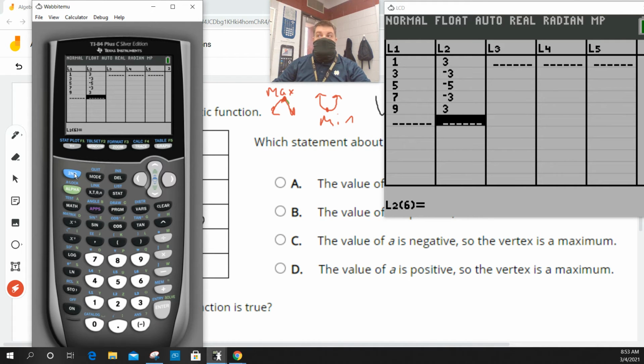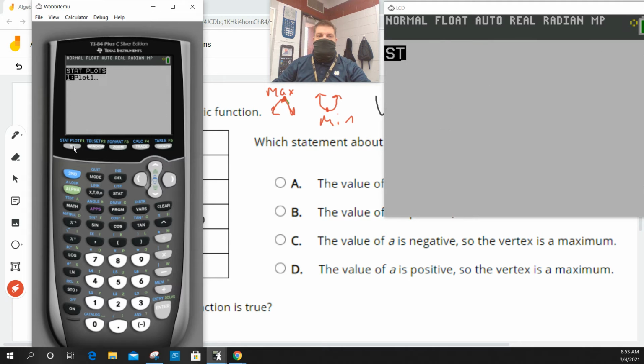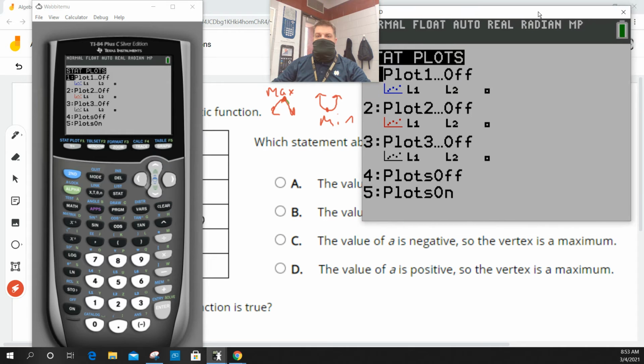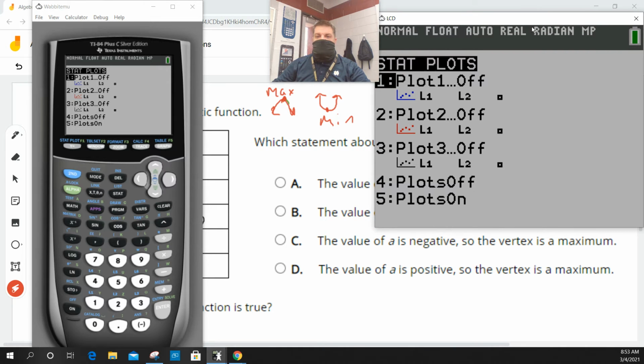Now, what we're going to do is take our handy dandy calculator. I'm going to hit the second button. Then where it says y equals, you see how it's in blue? It says stat plot. Click on that. You should get a screen that says plot 1 off, plot 2 off, plot 3 off. I'm going to turn on plot 1.